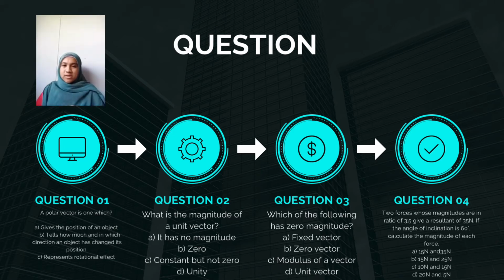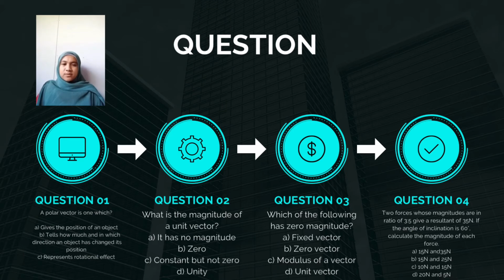Question number 2. What is the magnitude of a unit vector? A. It has no magnitude. B. 0. C. Constant but not 0. D. Unity. Next, which of the following has 0 magnitude? A. Fixed vector. B. Zero vector. C. Modulo of vector. D. Unit vector.